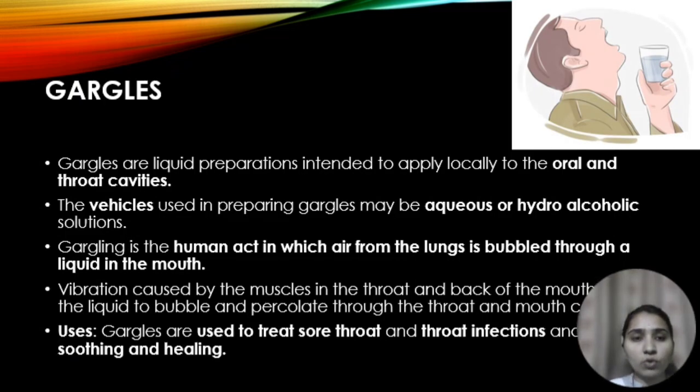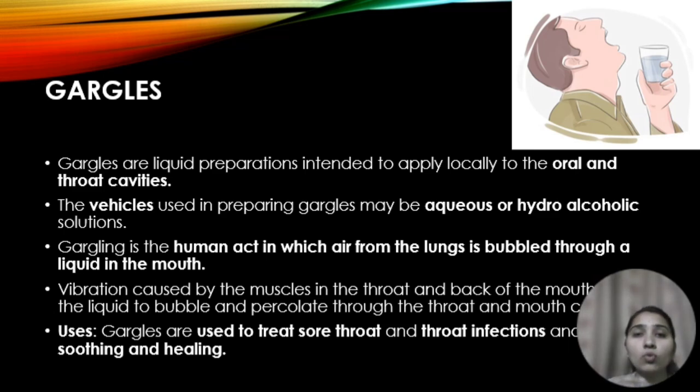So next monophasic dosage form is the gargle. What is meant by gargle? Gargles are liquid preparations intended to be applied locally to the oral and throat cavities. The vehicle used in preparing the gargle may be aqueous or hydroalcoholic. Hydroalcoholic means water plus alcohol. It is called a hydroalcoholic solution.